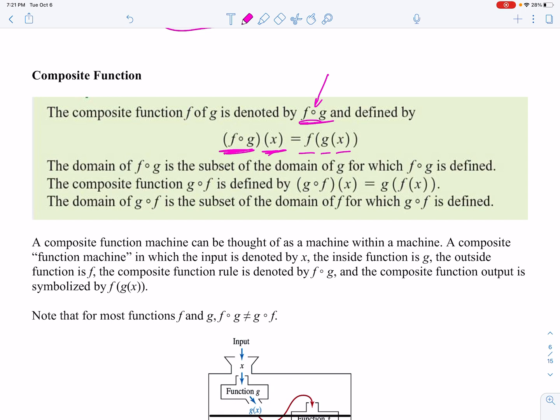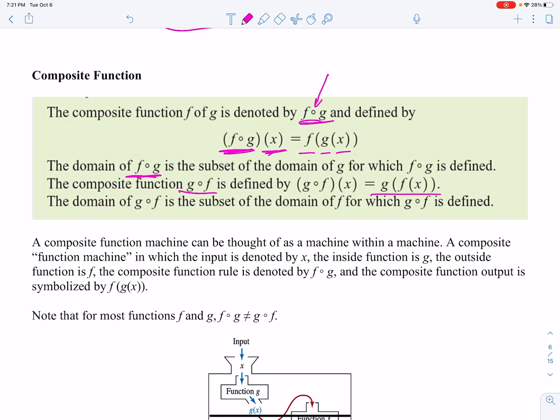Okay, so the domain of f of g, the composed function, is the subset of the domain of g for which f of g is defined. The composite function g of f, so notice switching the order, is defined by g of f of x, or g of f of x, same thing.